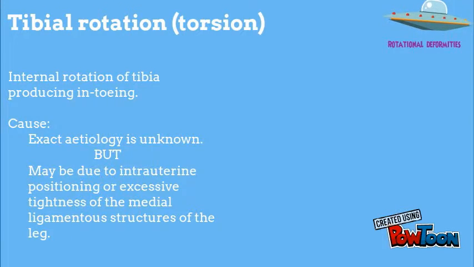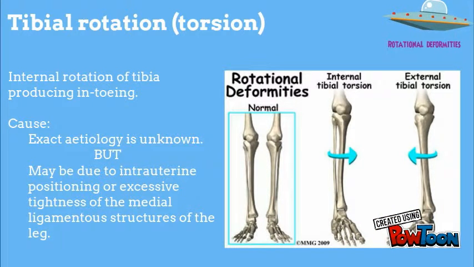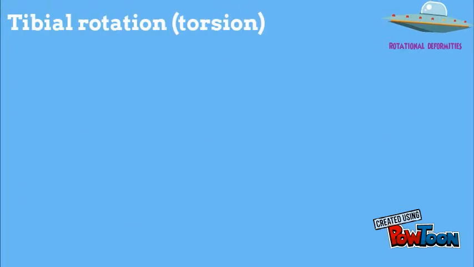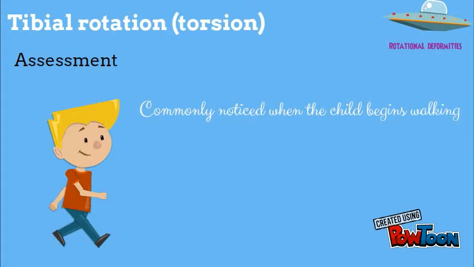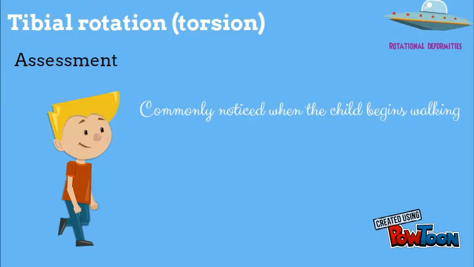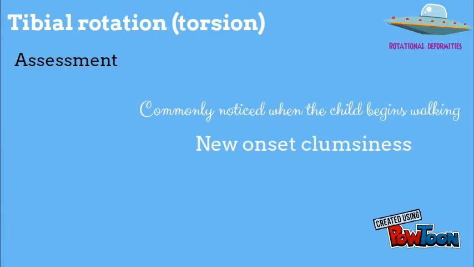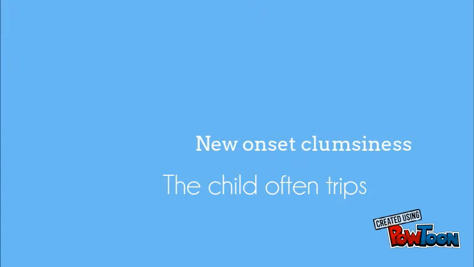Tibial torsion. In tibial torsion, the tibia usually internally rotates, producing in-toeing. The exact etiology is unknown, but it may be due to intrauterine positioning or excessive tightness of the medial ligamentous structures of the leg. Assessment. It is commonly noticed when the child begins walking and parents report that the child's legs are turning in or they have new onset clumsiness and often trip.